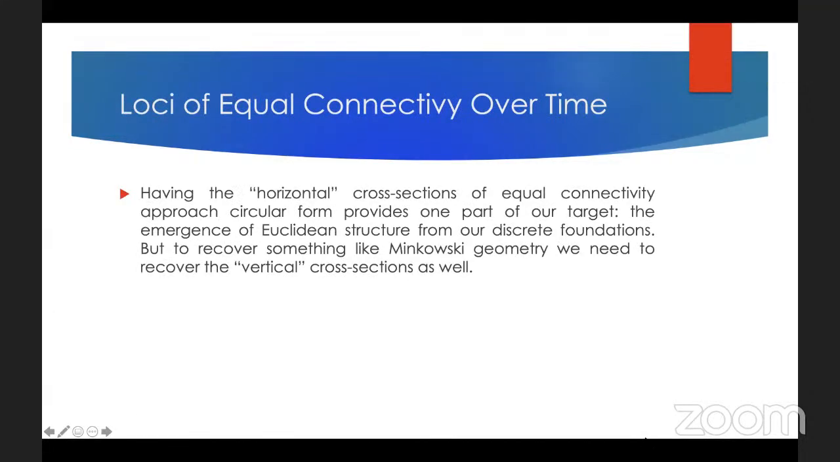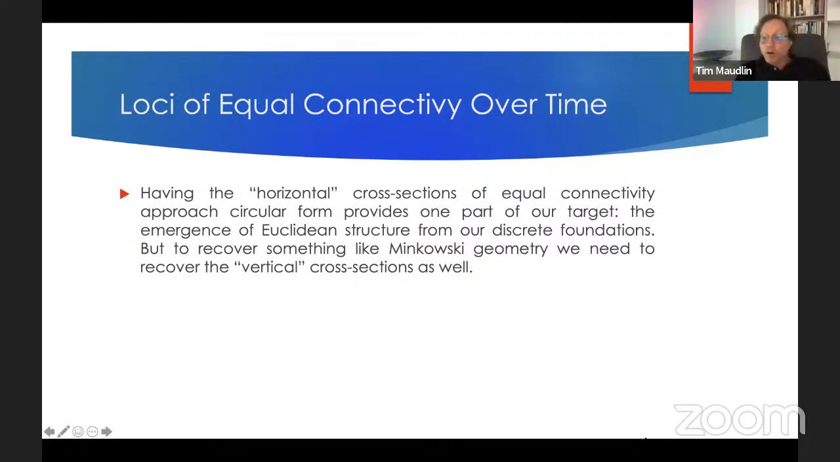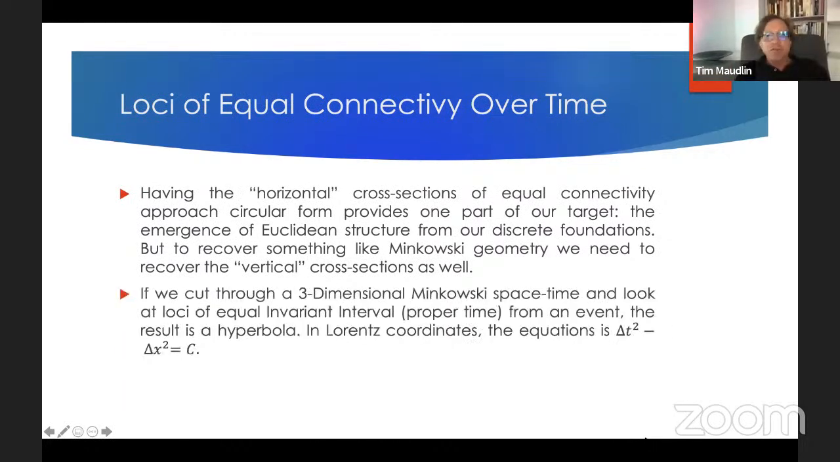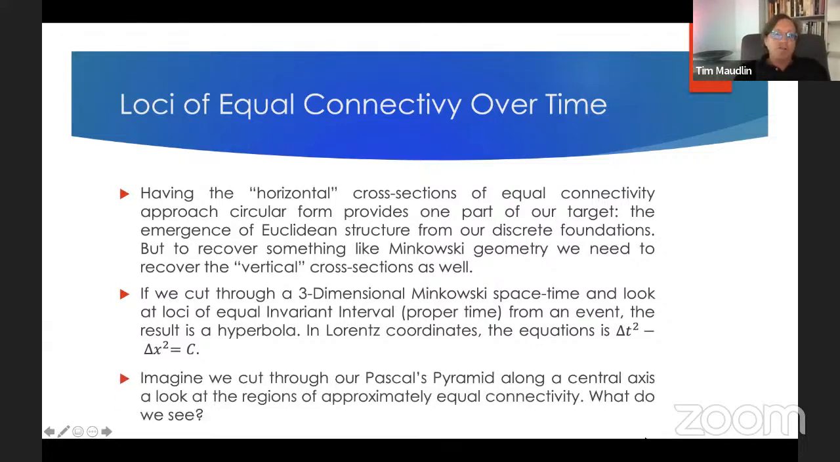What if we cut vertically and look over time to loci of vertical cross sections? Well, we know in Minkowski geometry, if we take a cross section like that and we look for points of equal proper time from the origin, that'll be a hyperbola, right? And the thing would be delta t squared minus delta x squared equals a constant.